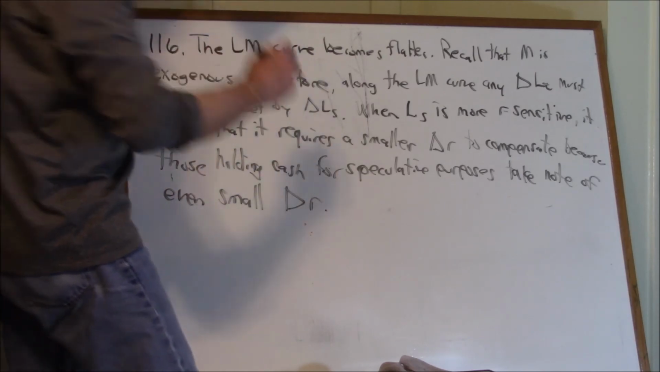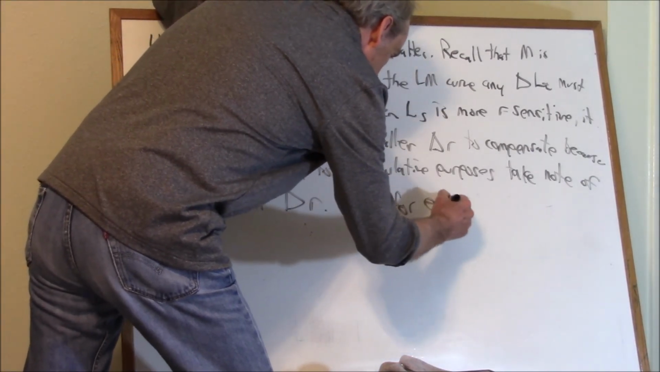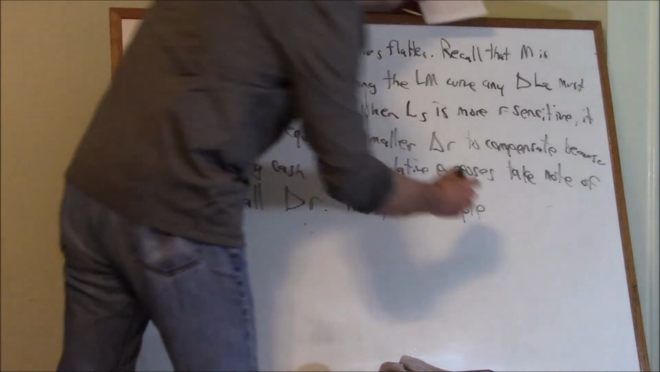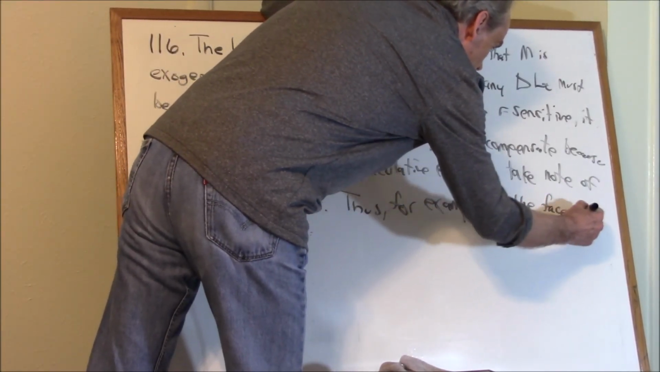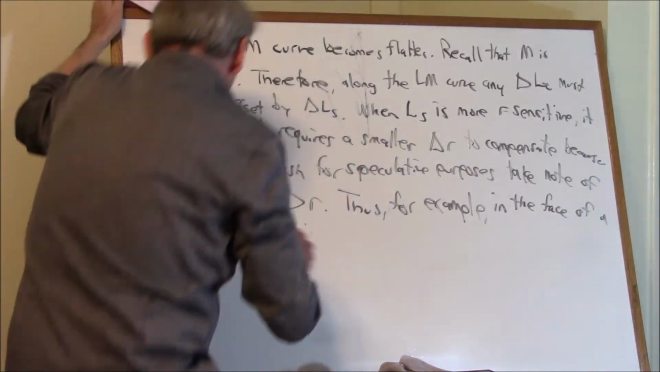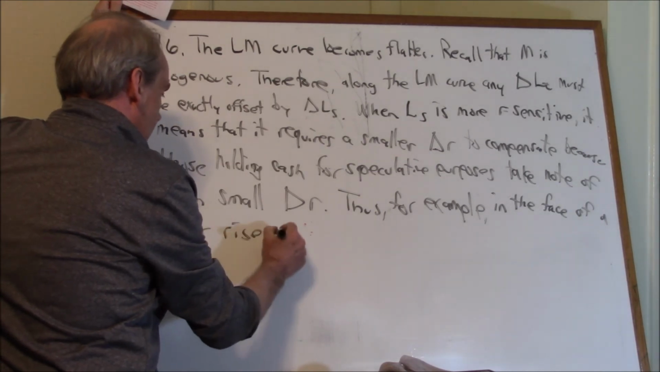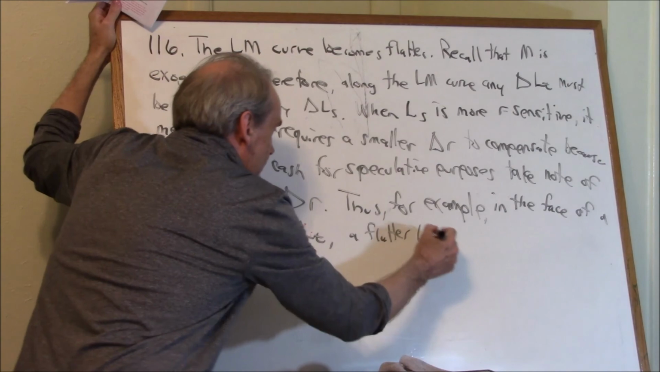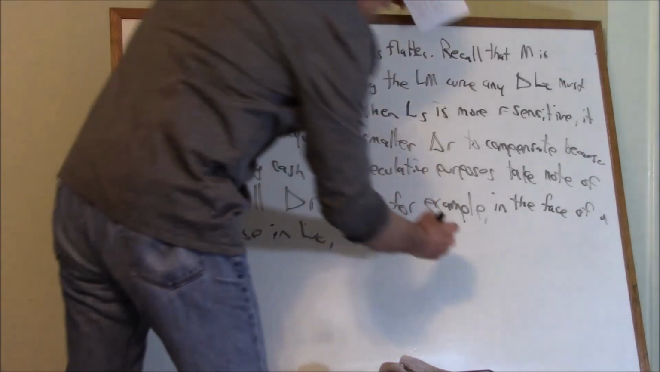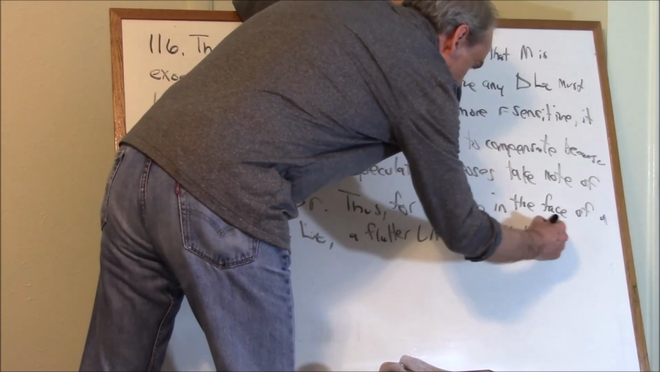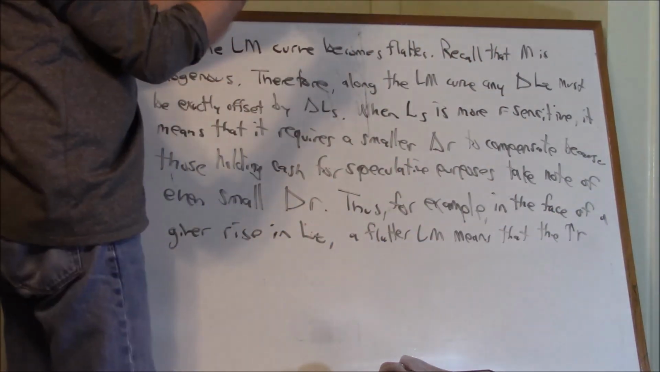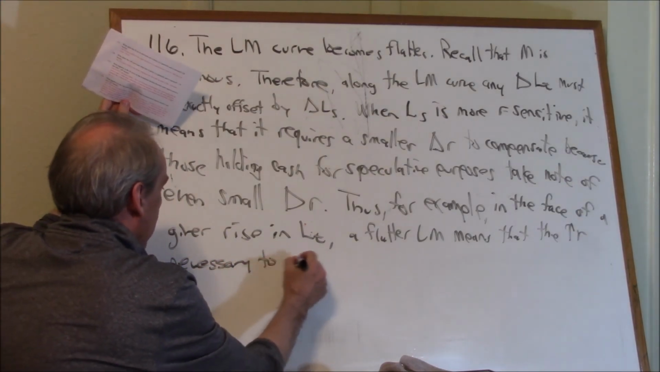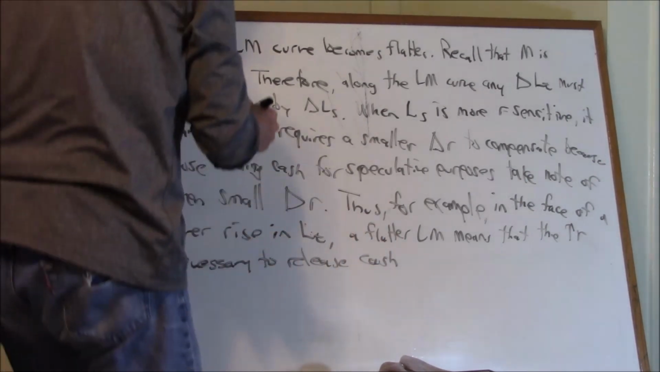Thus, for example, here's your last sentence. Thus, for example, in the face of a given rise in LT, a flatter LM means that the rise in R necessary to release cash for transactions purposes can be very small.